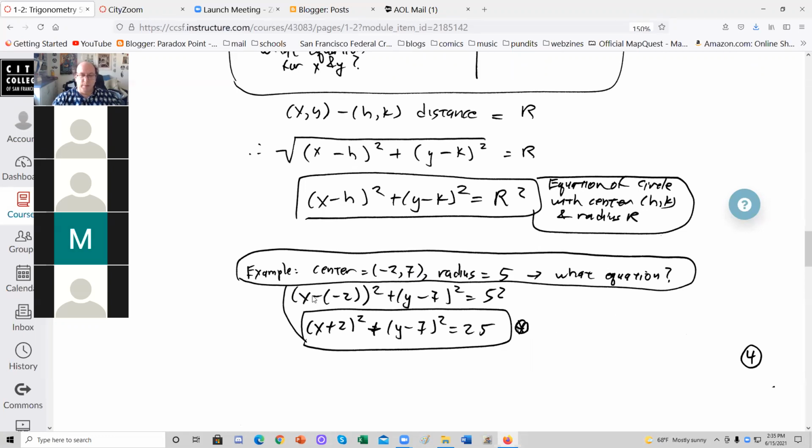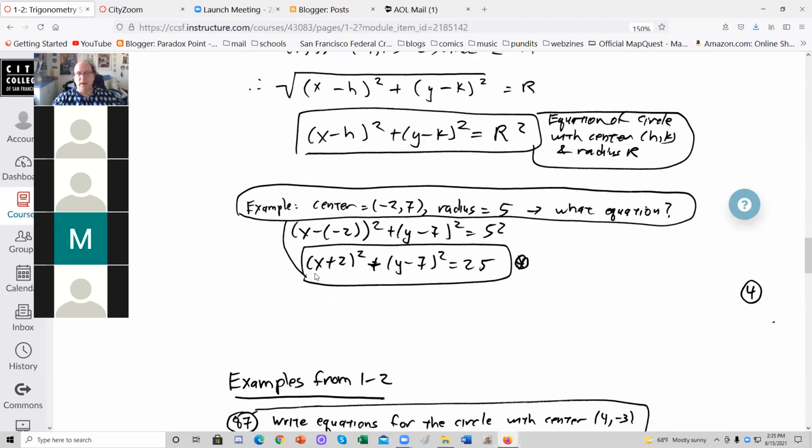Generally, you clean it up a bit. Minus a negative is plus, and 5 squared is 25. So the equation is (x plus 2) squared plus (y minus 7) squared equals 25, and that's an equation. Maybe you'll expand this out: x squared plus 4x plus 4 plus y squared minus 14y plus 49 equals 25, or even combine the constant values. That's doable. It's not necessary.